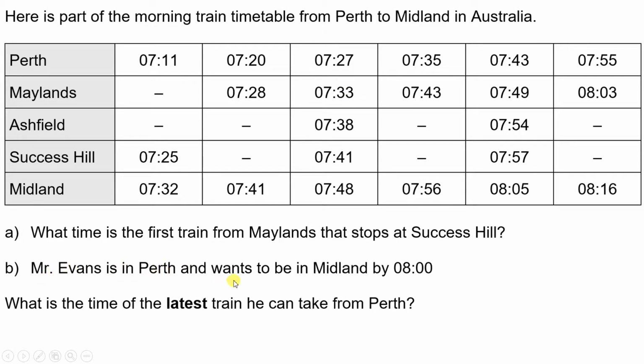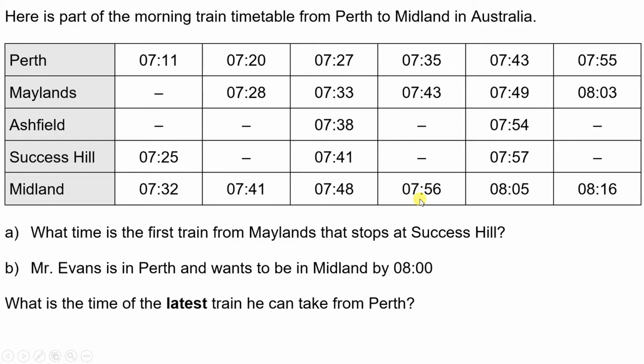Mr. Evans is in Perth and wants to be in Midland by 8 o'clock. What is the time of the latest train he can take from Perth? So I like to work backwards in these questions. He needs to be in Midland by 8 o'clock. And the latest train he can take is the one that arrives just before 8 o'clock. So this train is too late, so this train is the latest one he can take.